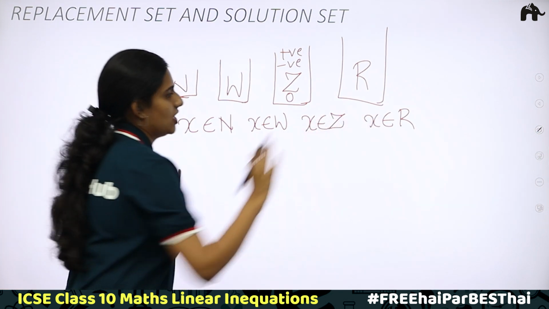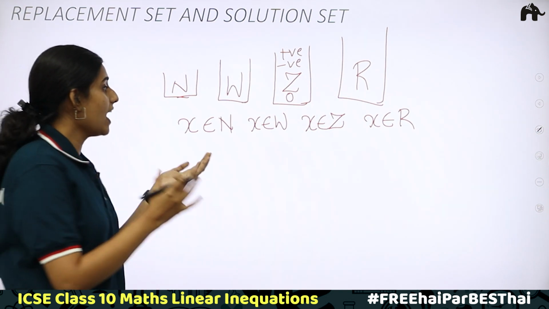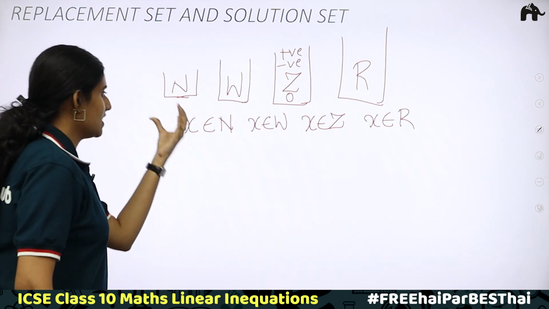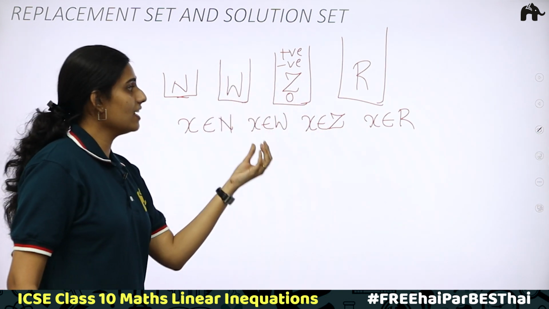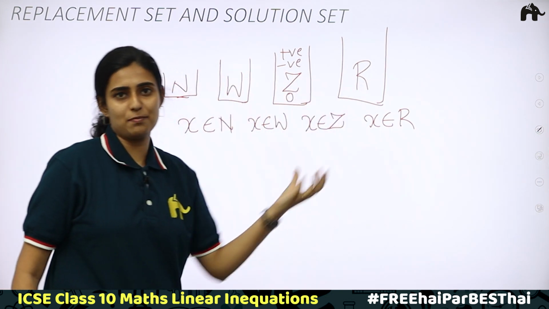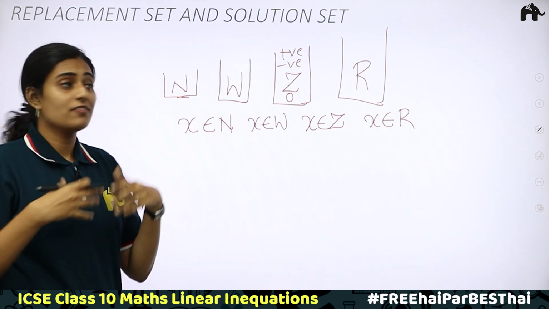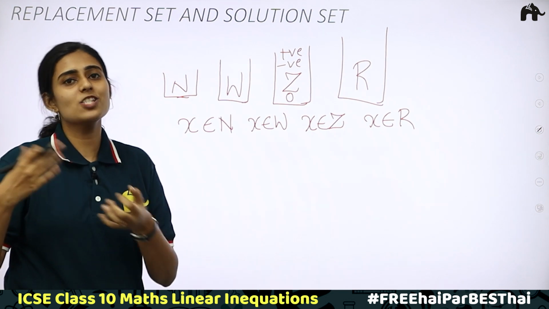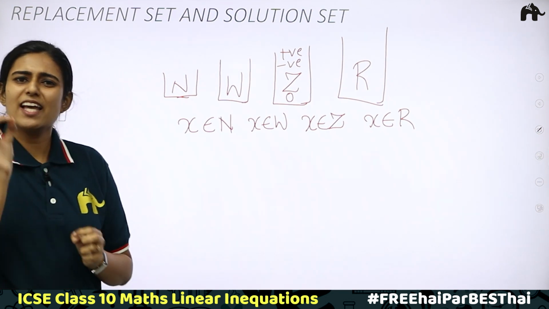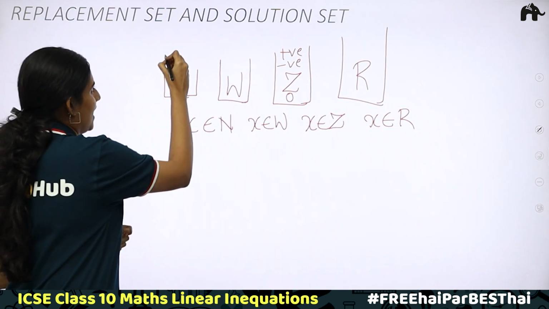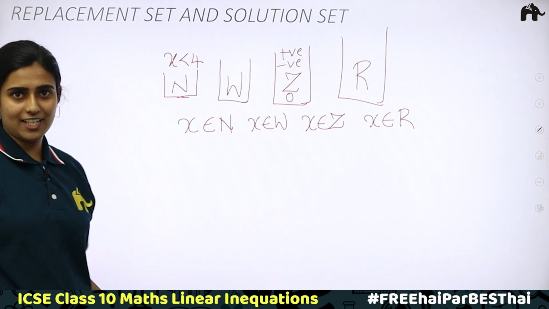This representation, that is, the set from where I am choosing x, whether it is natural number, whole number, integer or real number, is what the replacement set idea is, from where the variable x is chosen. Clear? Now I am implementing another condition. Let's say x is a number less than 4. This is my second condition.